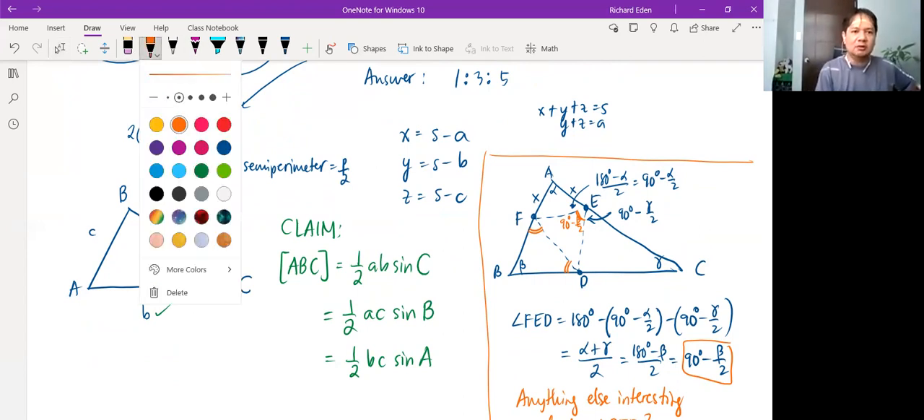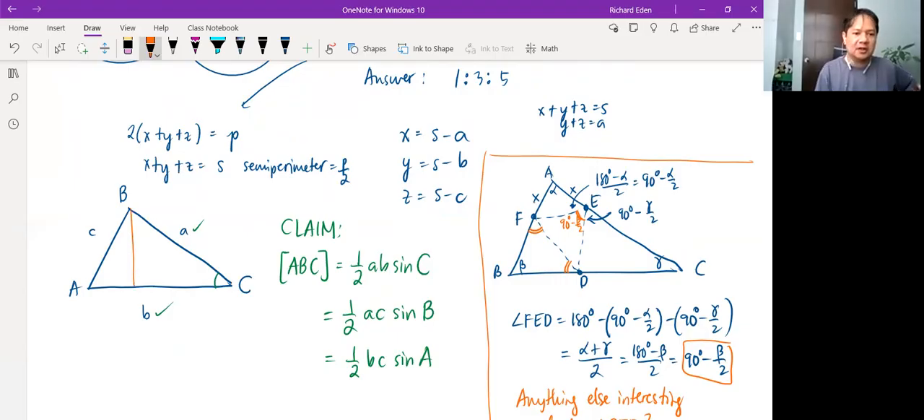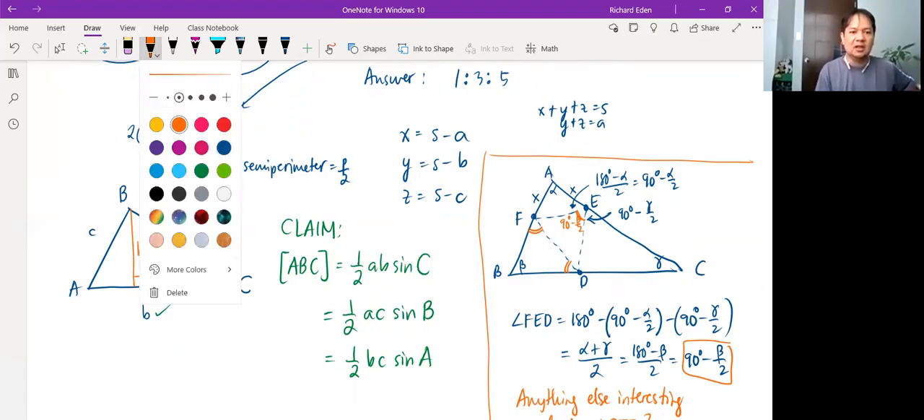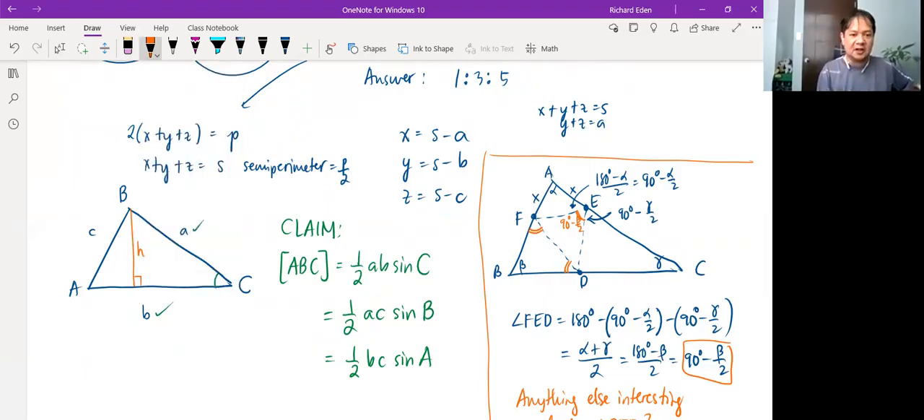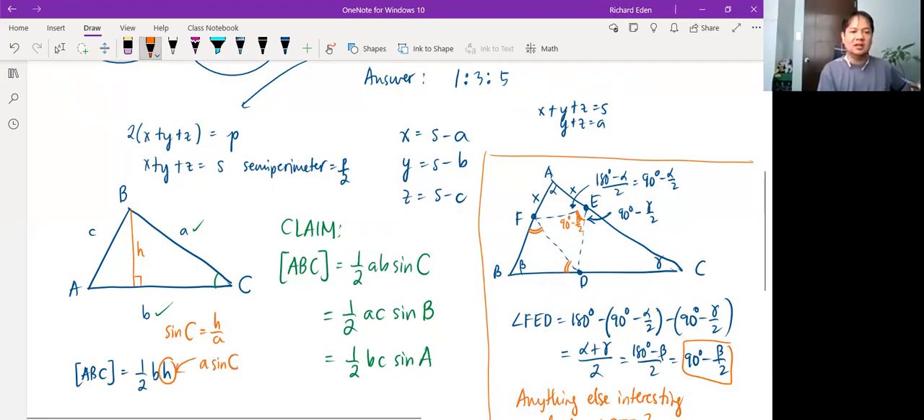A way to argue would be as follows. Let's say we construct this perpendicular, call this H. From the figure, what we see out of this is that sine of C is equal to H over A. Therefore, because the area of triangle ABC is 1/2 base times height, we can take that equation and solve for H. We can replace H with A times the sine of C. And that's how we end up with one of the three formulas, 1/2 A times B times the sine of C.